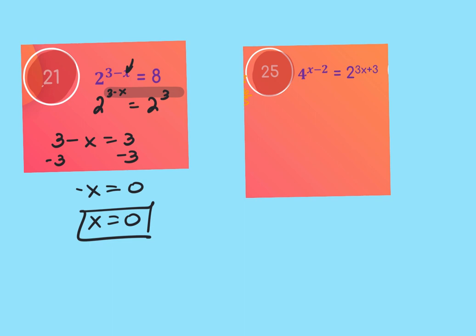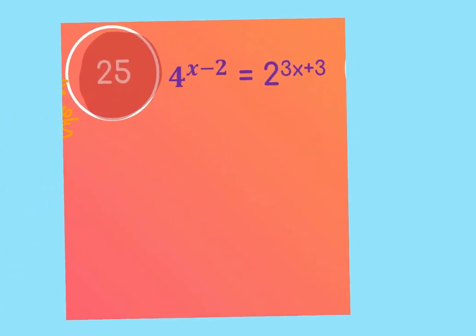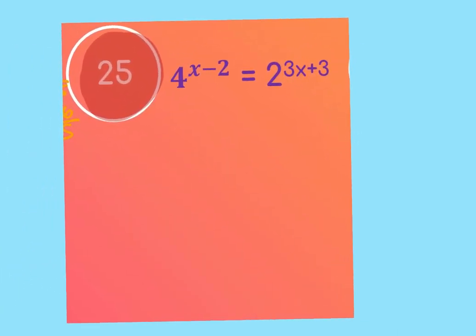Questions? Okay, and then the next one, same concept. You have to change them so that the base is the same. This time I'm changing which one? The 4. So 4 becomes 2 squared. That's raised to the x minus 2. And that equals 2 to the 3x plus 3.